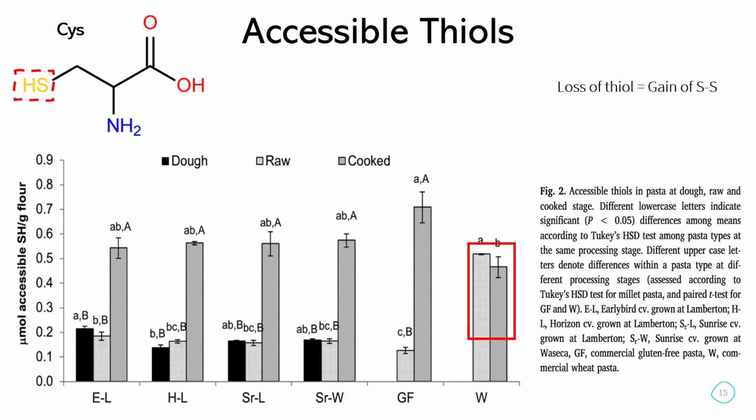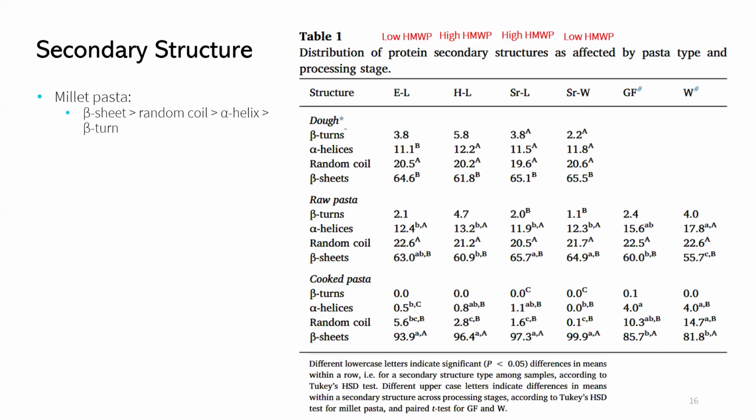And then I also want to point out that for the samples that were high and low in high molecular weight prolamins, we don't see that same difference here, because this assay is looking at thiol groups, and those were already bound as disulfide linkages in the solubility that we saw before.